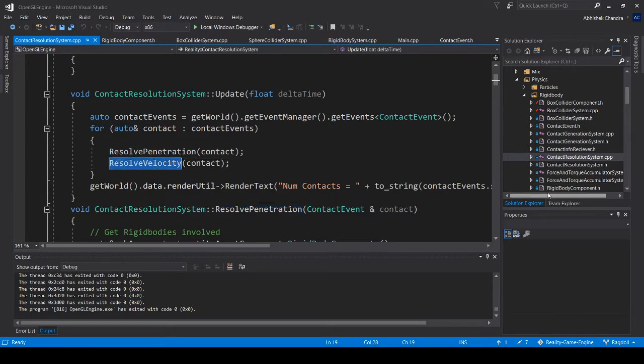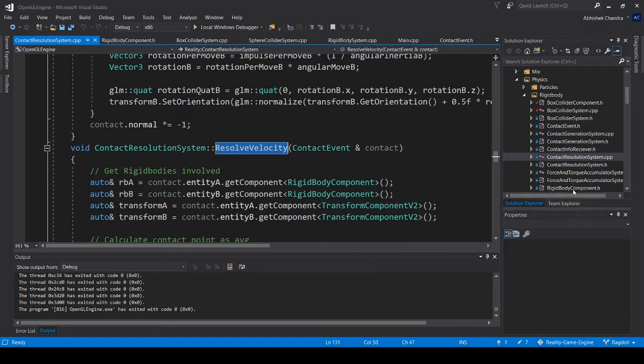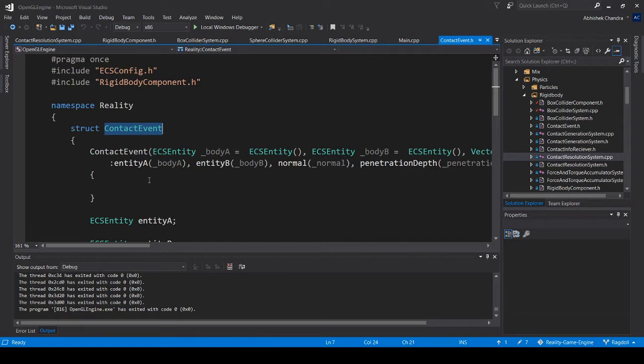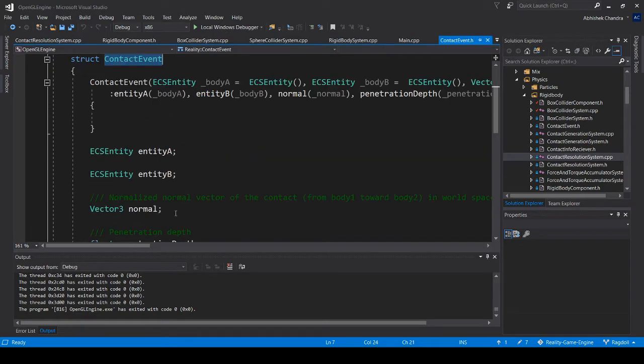So let's go into resolve velocity. That's essentially what we were doing last week: given a contact event, what will the final velocities of the two objects involved in the contact be? Let me quickly go to the contact event and show you what it is. We already did this last week, but just as a refresher, the contact event holds the two entities that are in contact.